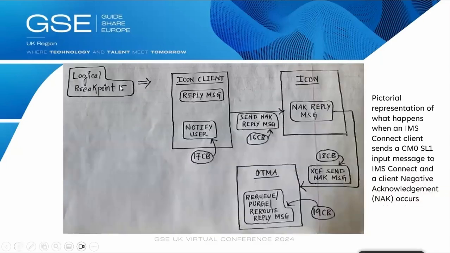Moving on, again, logical breakpoint 5. We'll again branch out from logical breakpoint 5, and this time we'll consider the case when the IMS Connect client sends a NACK reply message back to IMS Connect, right? So 16, the IMS Connect client gets the reply message from IMS Connect and sends a NACK reply message back to IMS Connect, right? Over here, 16.